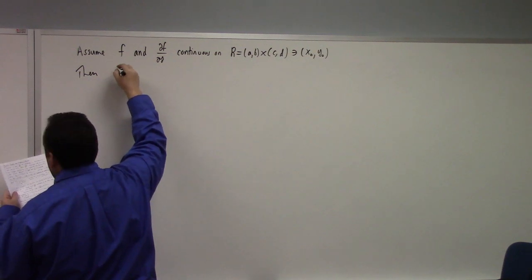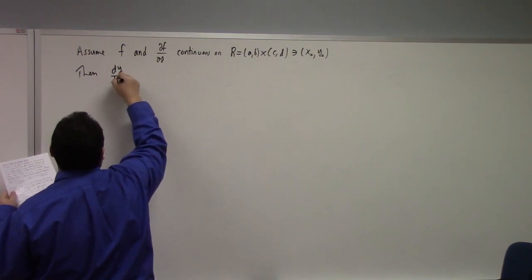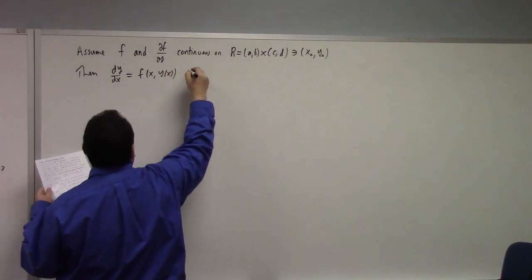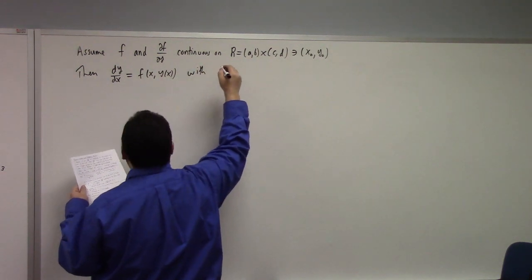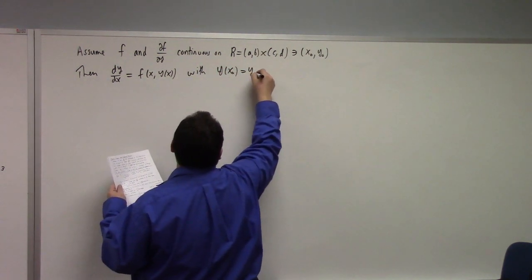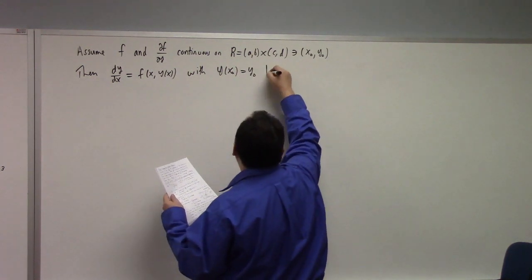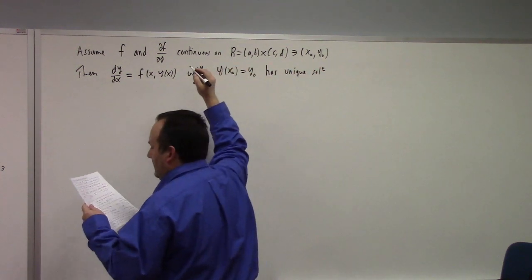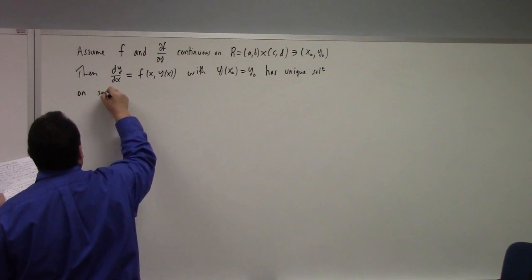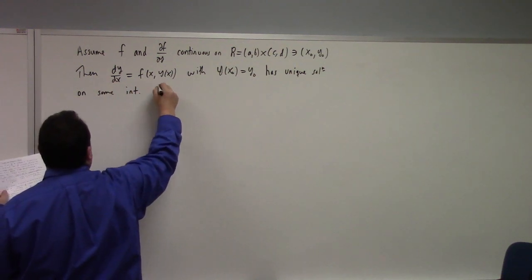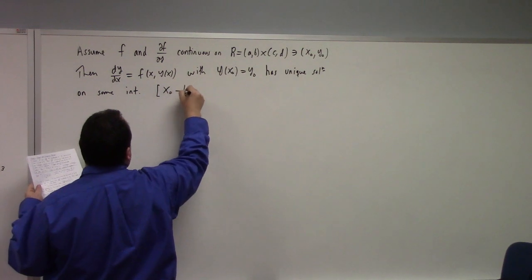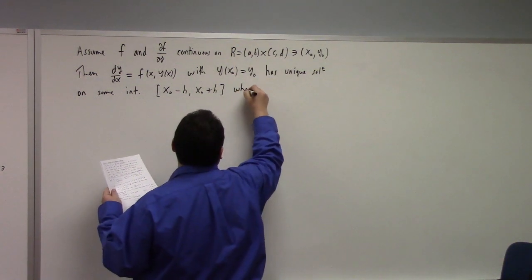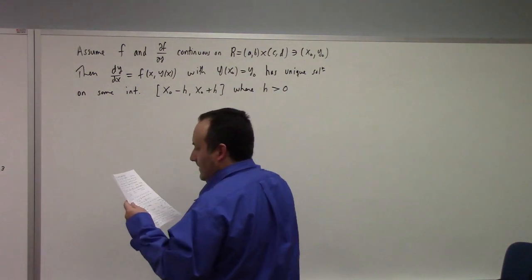the initial value problem we stated over there, dy/dx equals f of x comma y of x, with y of x naught equals y naught, has a unique solution on some interval (x naught minus h, x naught plus h), where h is positive. All right.